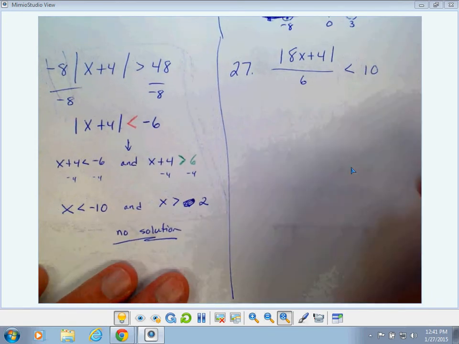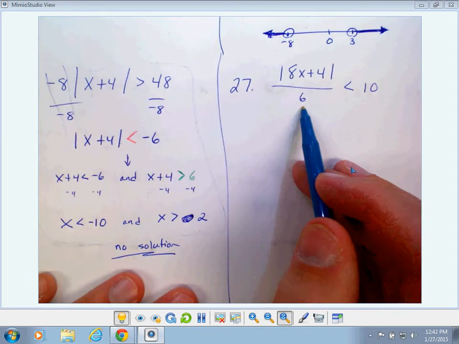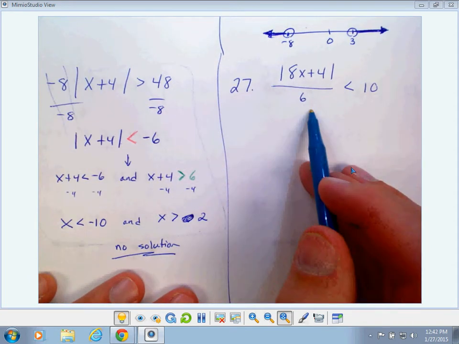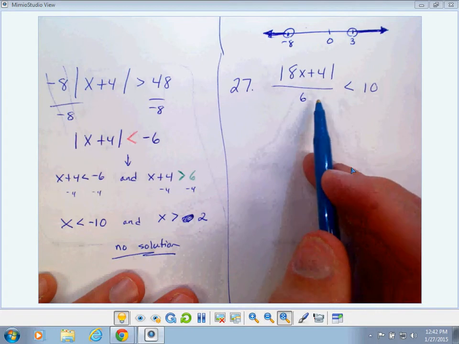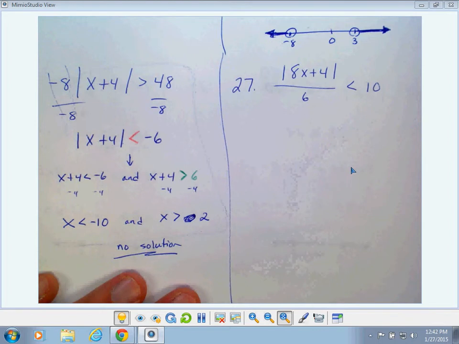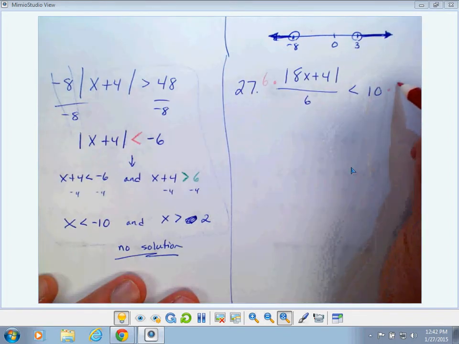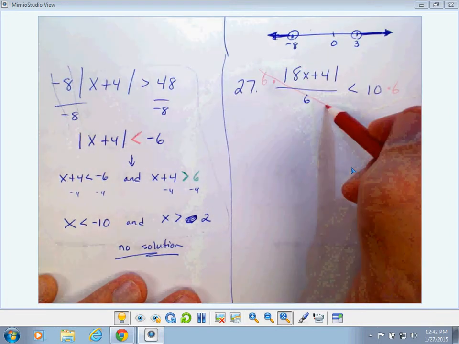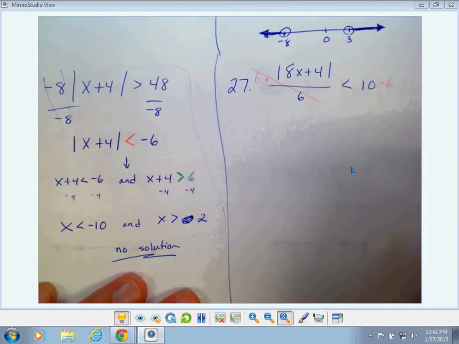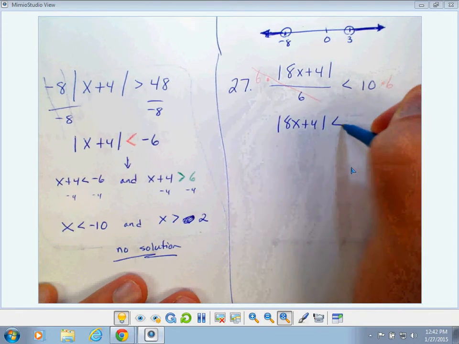So alright, let's work on number 27, our last one. We have a 6 on the bottom. This is dividing by 6. Again, that is not in the absolute value symbol, so we need to make that go away. So what I'm going to do is multiply everything by 6. And what will happen is the 6's will cancel, and then I'll get the absolute value part by itself, and over here will be equal to 60.